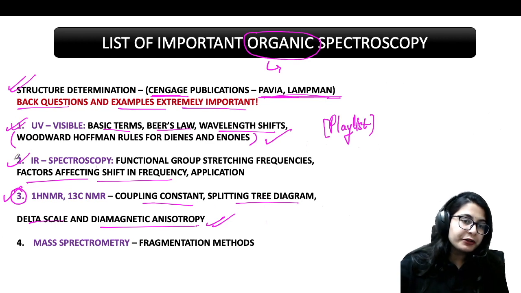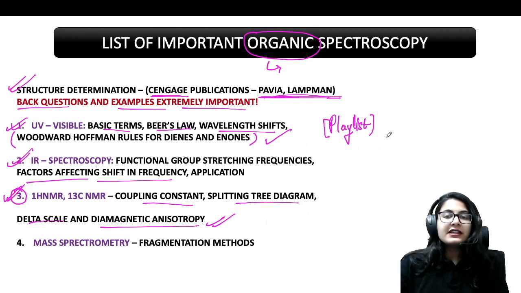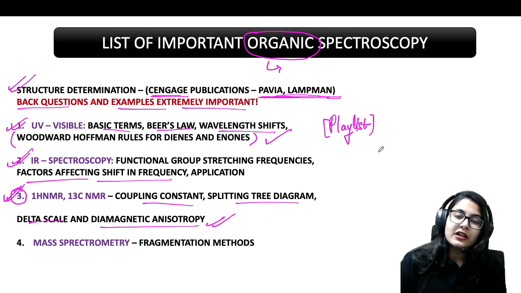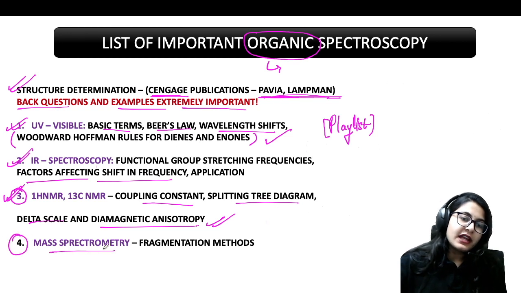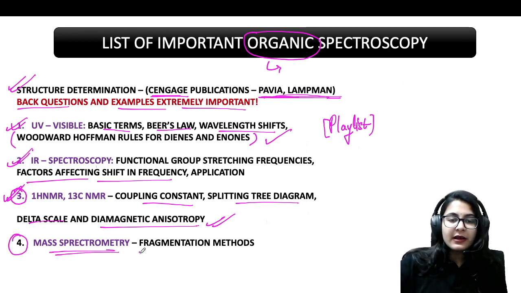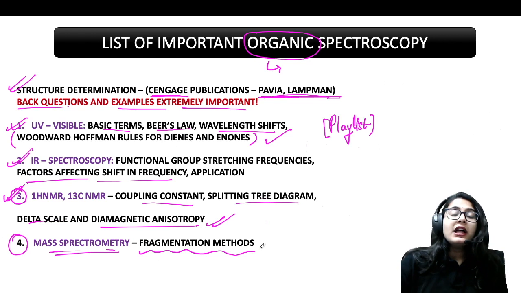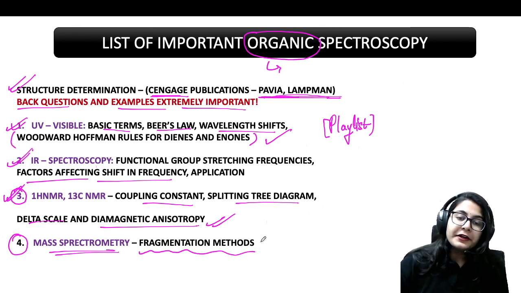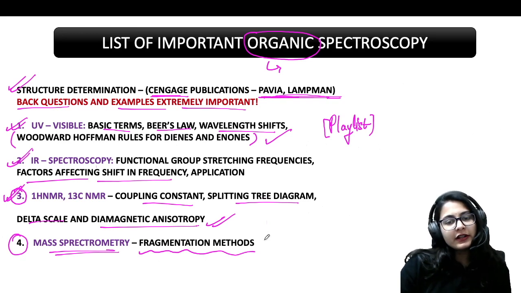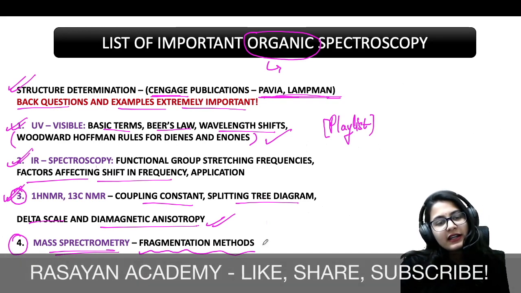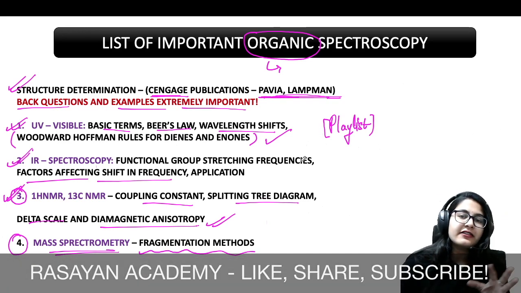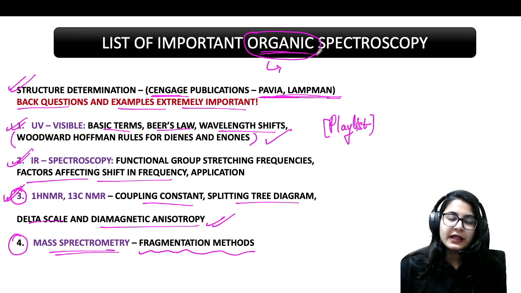So these three, you can see very easily from the playlist, and then just directly start solving questions from the previous years. Mass spectrometry I have not uploaded yet and will be uploading soon for all of you. Those methods which are required to understand the fragmentation, and directly you will be able to solve the previous year questions, right? Yes, so that is enough for organic spectroscopy.